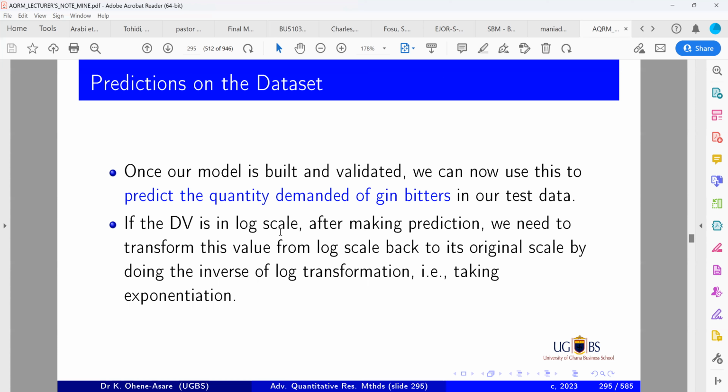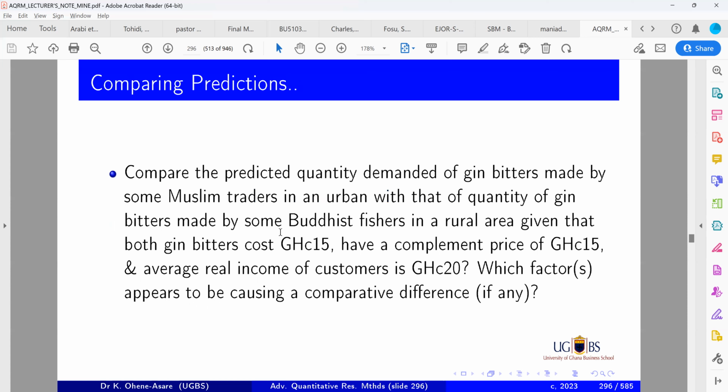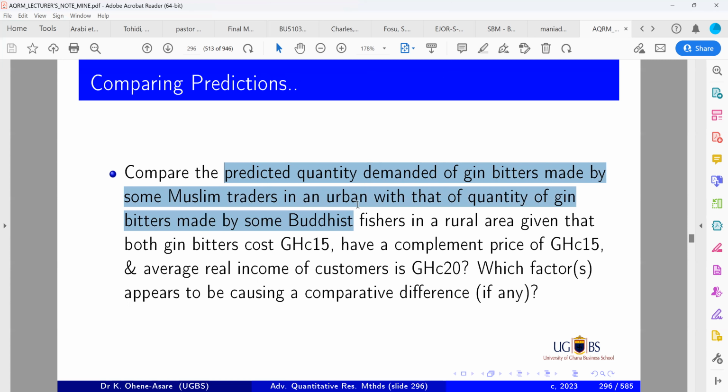Okay, so let's look at some prediction questions. Let's compare the predicted quantity demanded for gene bitters. So we are looking for the Q, the quantity demanded of gene bitters, made by some Muslim traders in an urban town. With that, let's compare it with the quantity demanded of gene bitters made by some Buddhist fishers in a rural area. And in both cases, the gene bitters cost 15 Ghana cedis. Complement price is 15 Ghana cedis. Average income is 20 Ghana cedis.